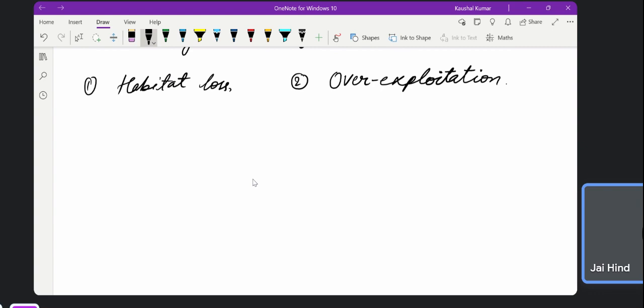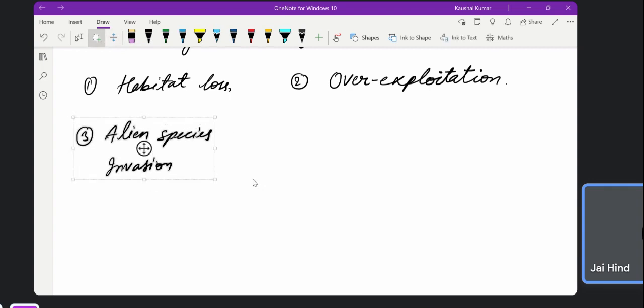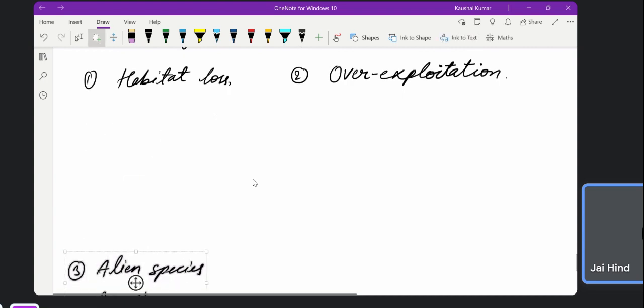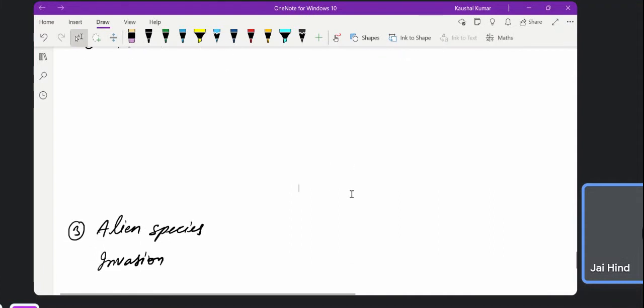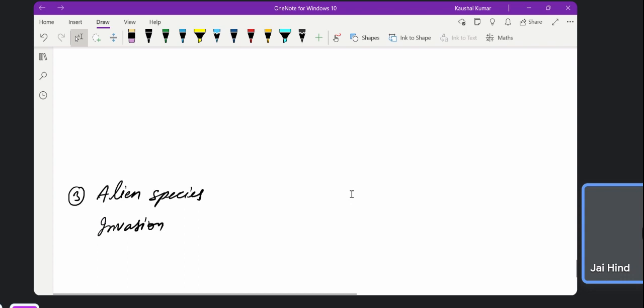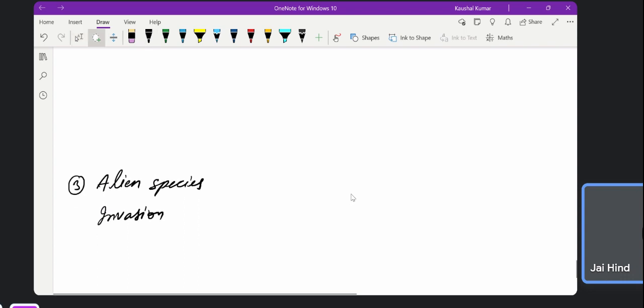This is the third point, over exploitation, and the other point is alien species invasion. Alien species invasion means any other organism will come into your ecosystem, or into your population. So the alien species can cause diversity losses. We'll see the examples also, so we'll continue with this.